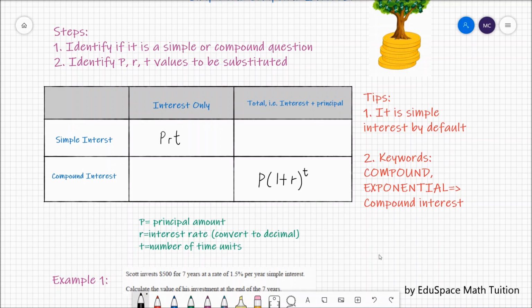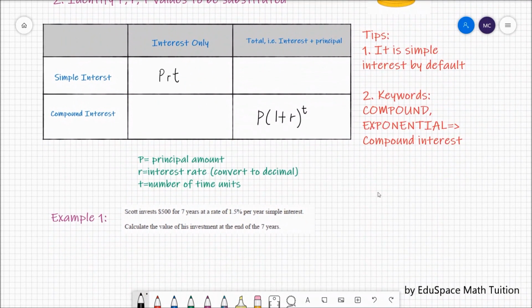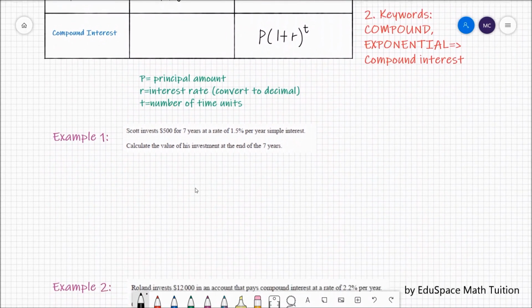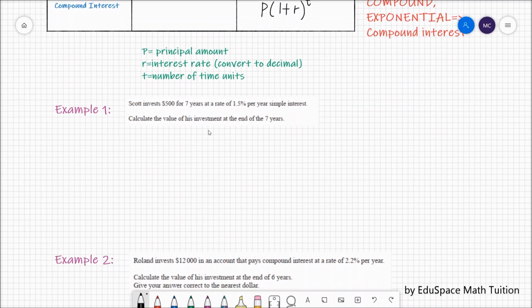So let's look at the questions so that you can understand easily. Let's see our first question. Scott invests $500 for 7 years at a rate of 1.5% a year, simple interest. Calculate the value of his investment at the end of 7 years. In this case, because the keyword is already written there for you, which is simple interest, we are going to use the formula of PRT.